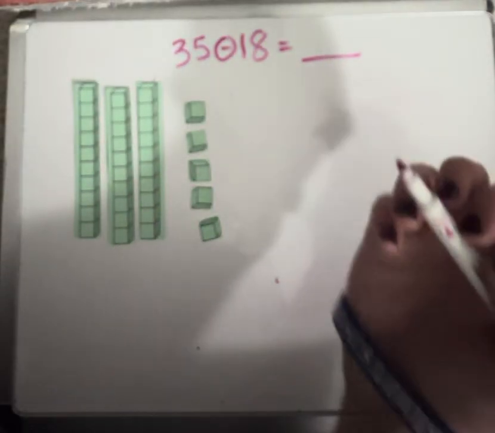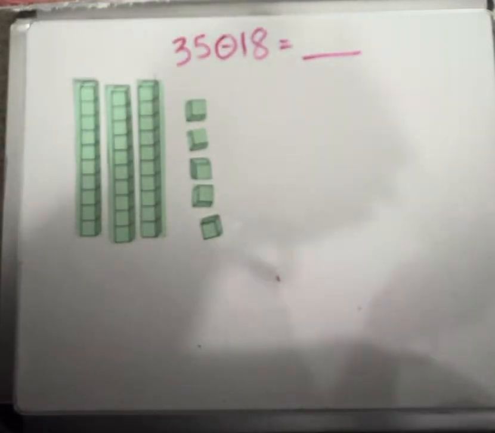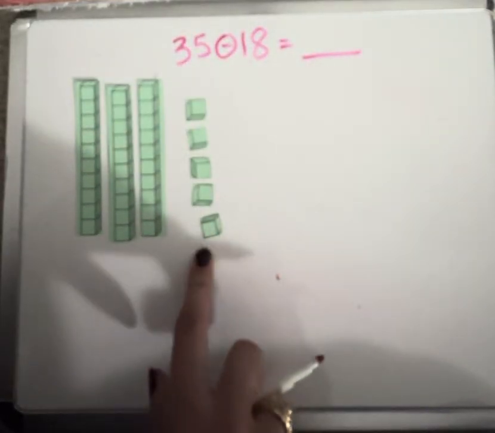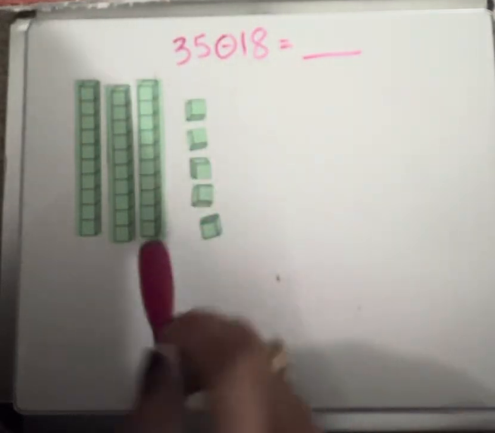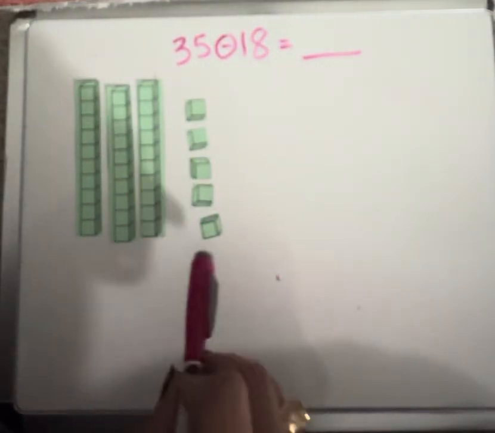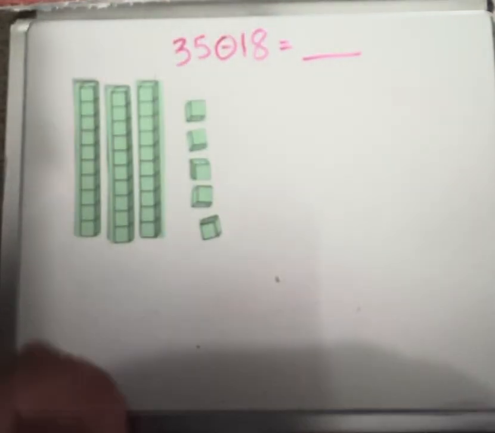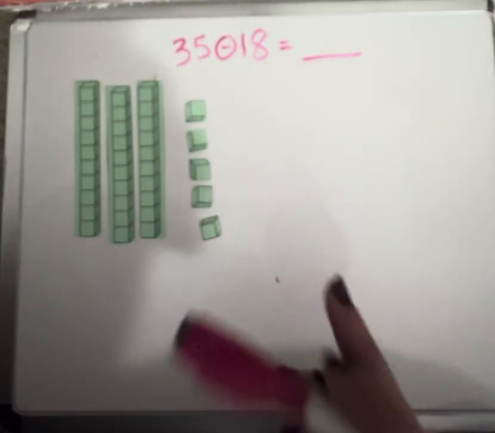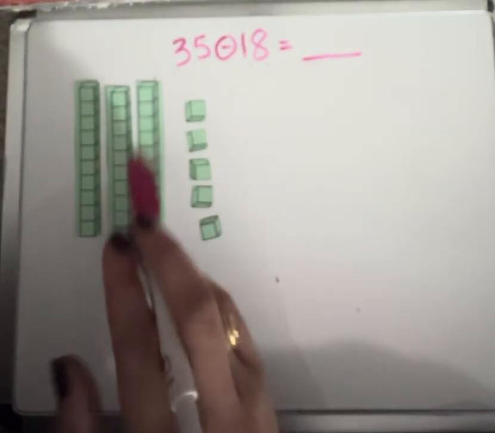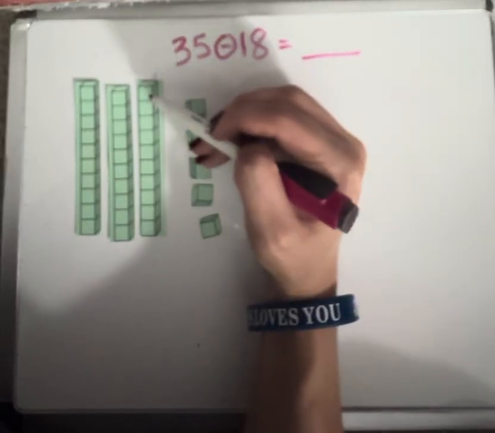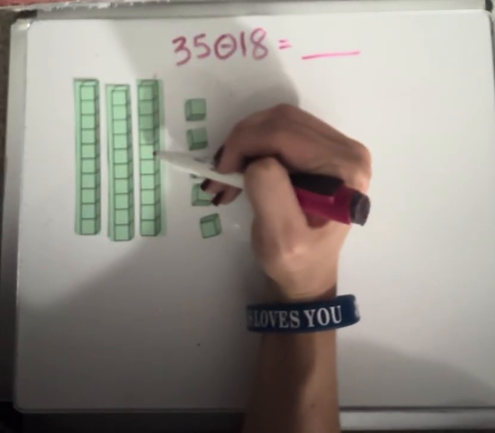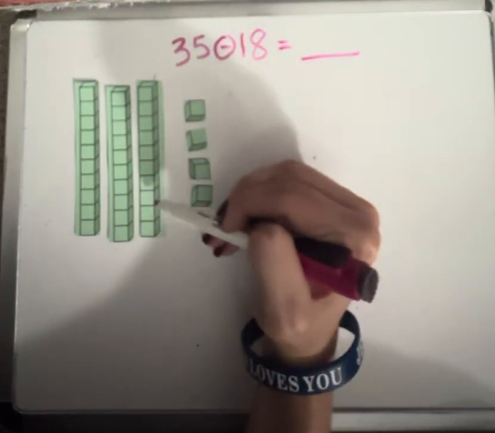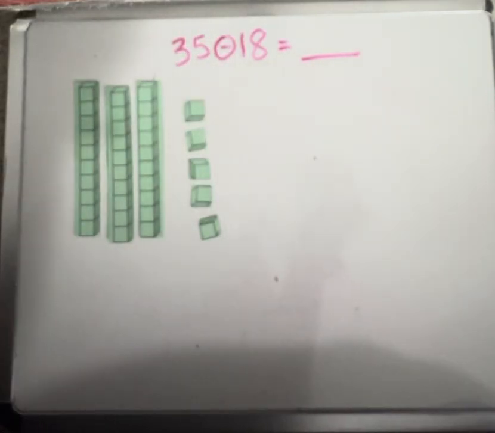So let's start with looking at the ones place. Can we take 8 from 5? No, we can't. So what we're going to have to do is break apart one of our 10 spots and add more ones so we can take away 8. By doing that, let's first count how many ones are in our ten rod. There's 1, 2, 3, 4, 5, 6, 7, 8, 9, 10.